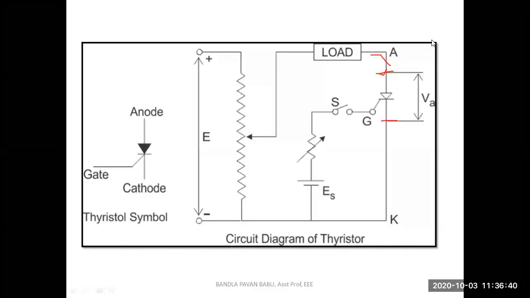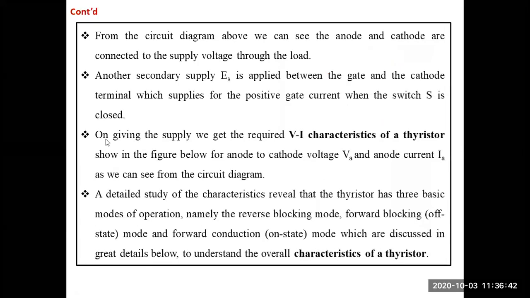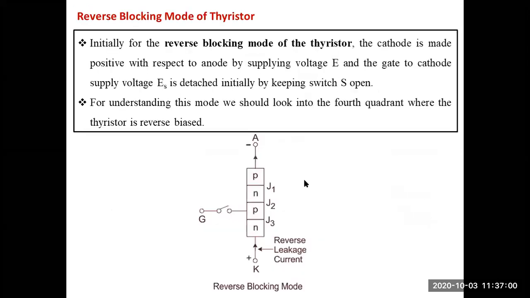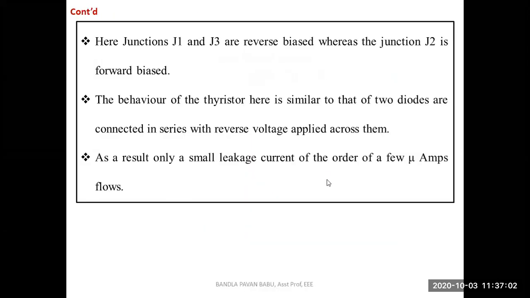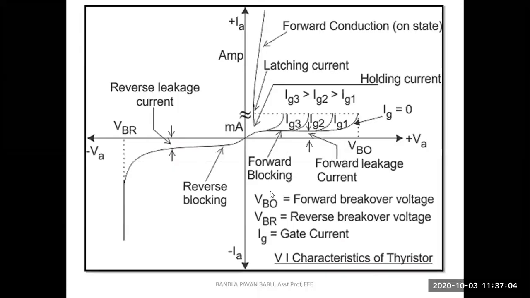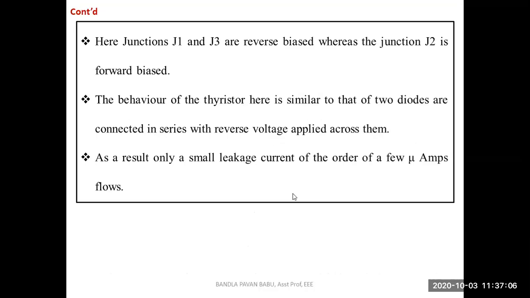Next, on giving the supply, we get the required VI characteristics of the thyristor, shown in the figure below, for anode and cathode voltage VA and the anode current IA, as shown in the circuit diagram. This is further discussed here, so I'll explain it later.